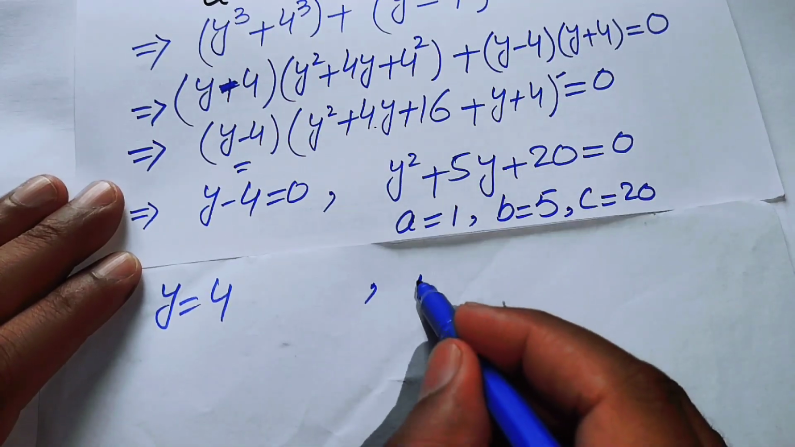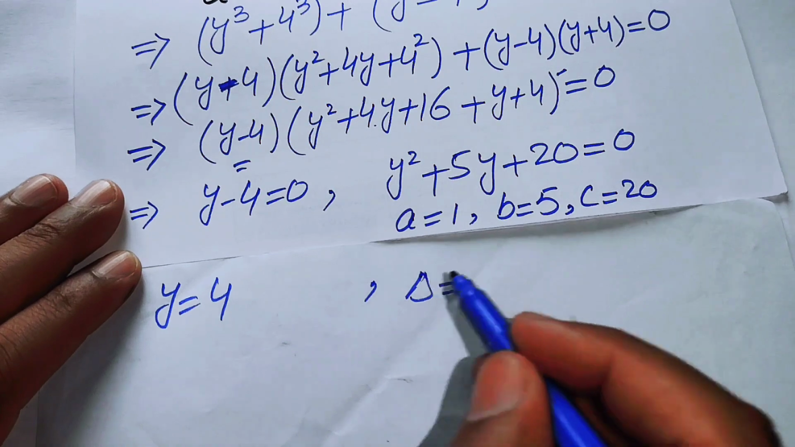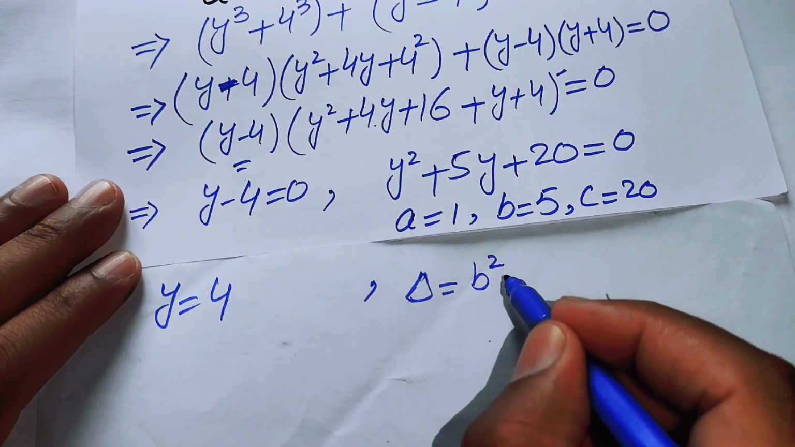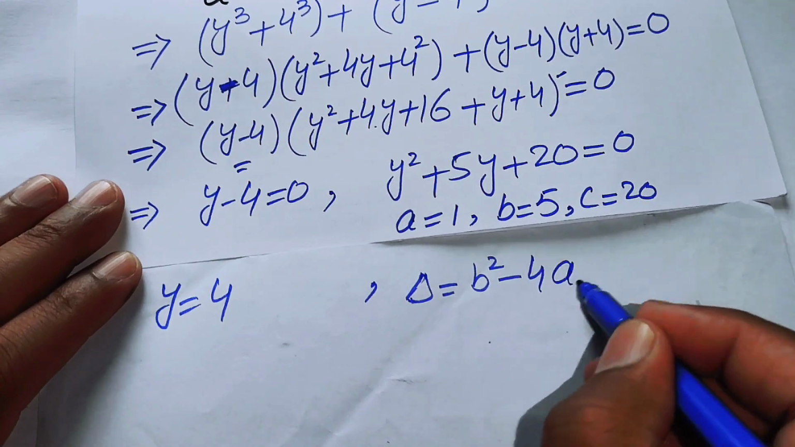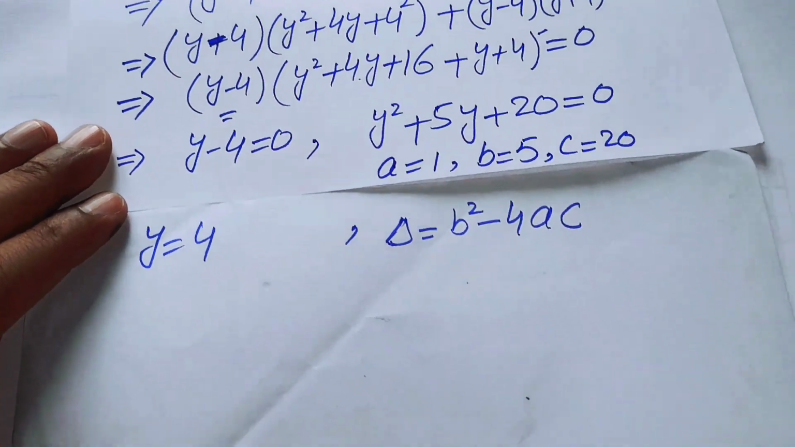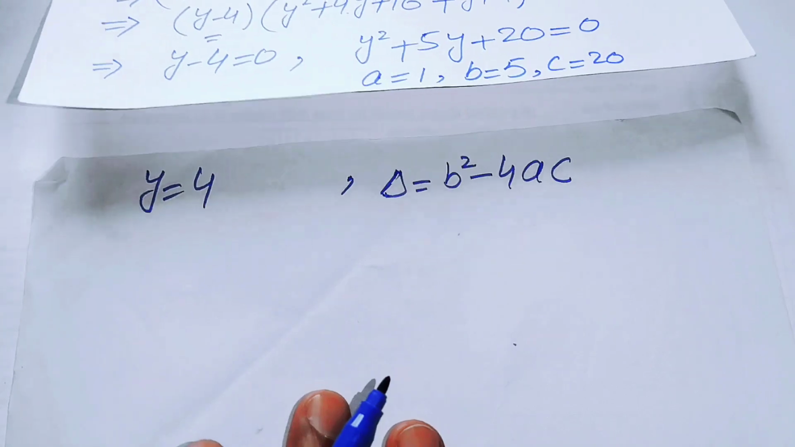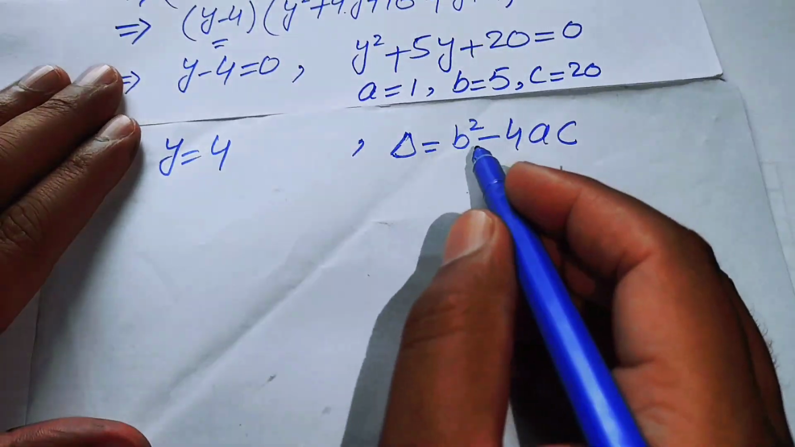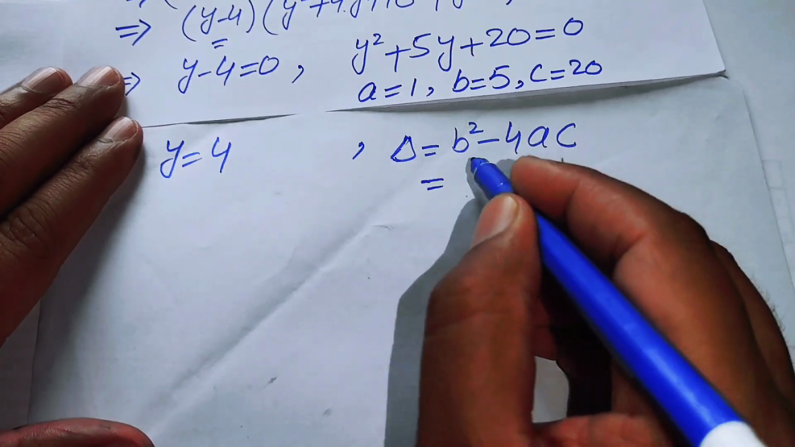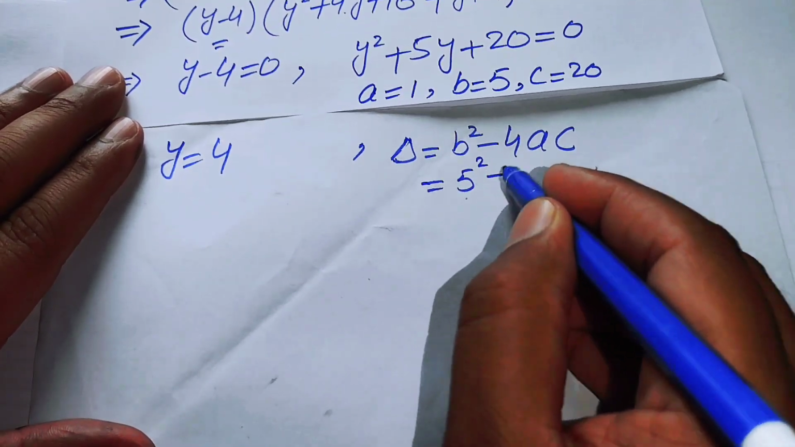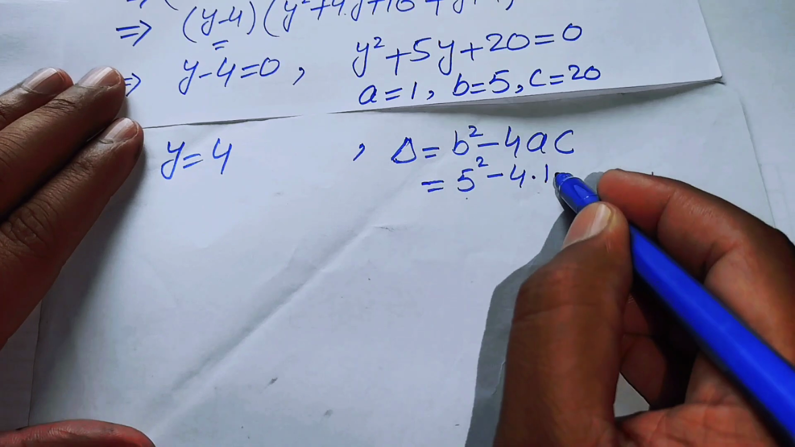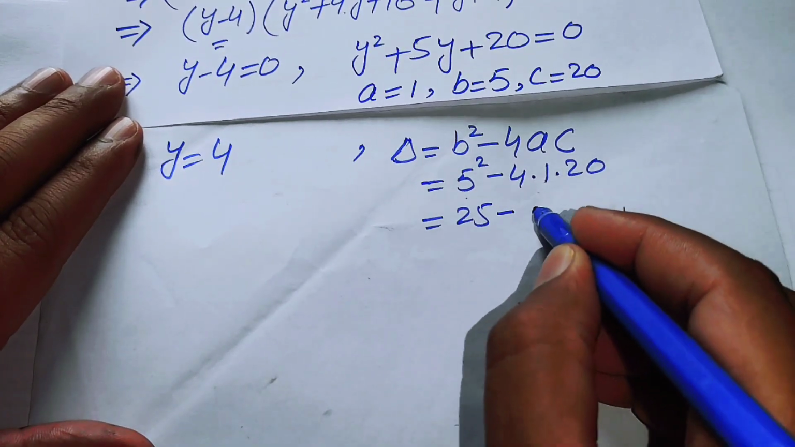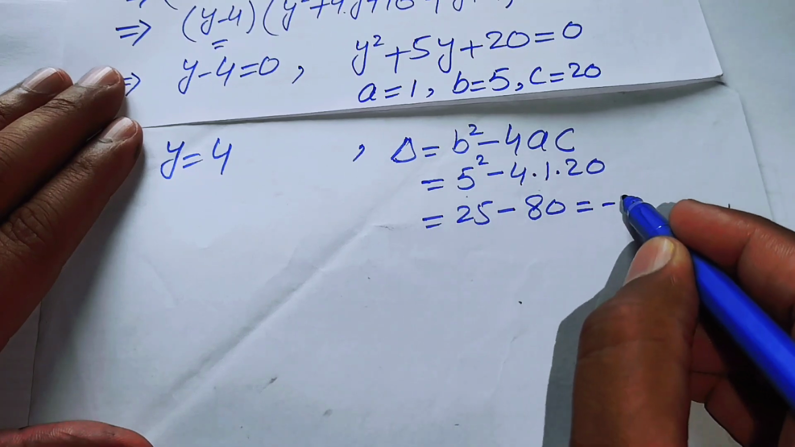And I can apply the delta formula in order to check whether its roots are real or complex. You know that delta is equal to b square minus 4ac, and now I can substitute all the values of a, b and c in this formula, and we will get 5 square minus 4 times 1 times 20, and it becomes 25 minus 80, and it is equal to minus 55.